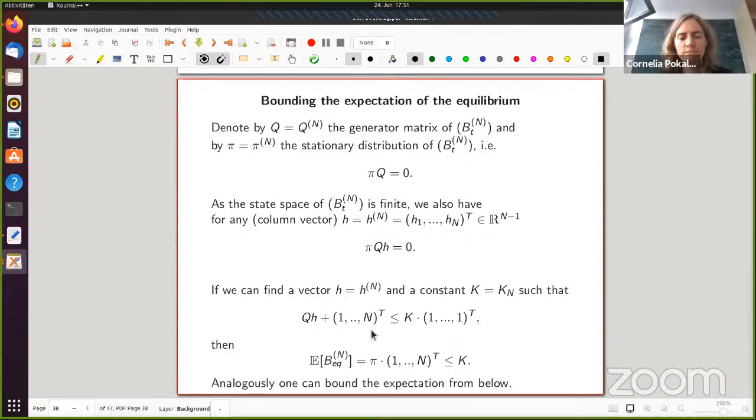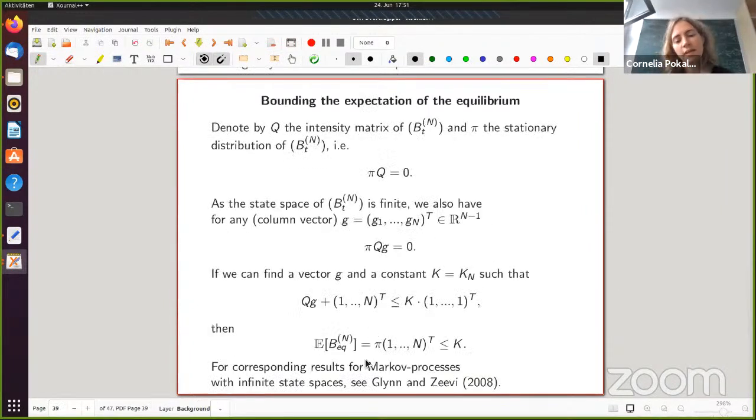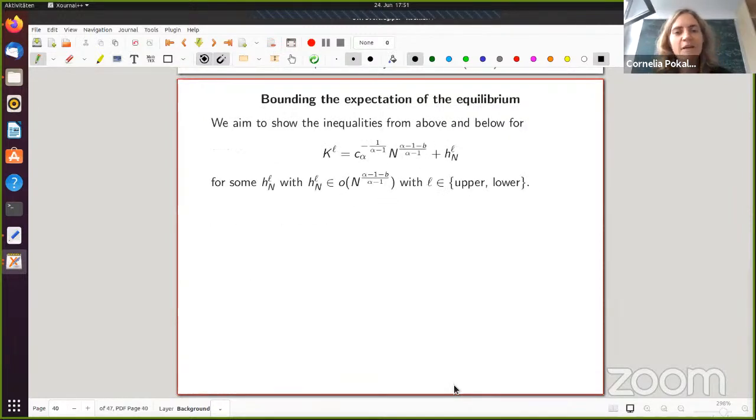And yeah, in fact, this approach has been developed also for infinite state spaces in Klin and Sebi. Okay, now we have to find this function hn, and the case we want to choose are for the upper bound. This is the equilibrium, because we want to bound our expectation by the equilibrium, plus some function.